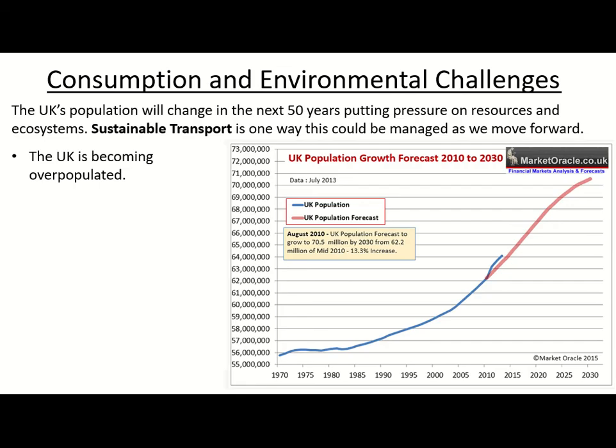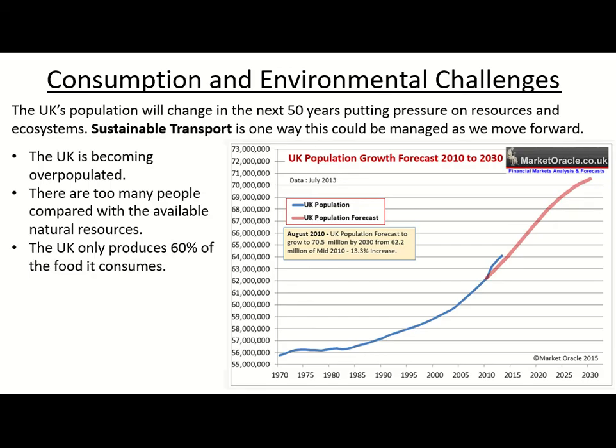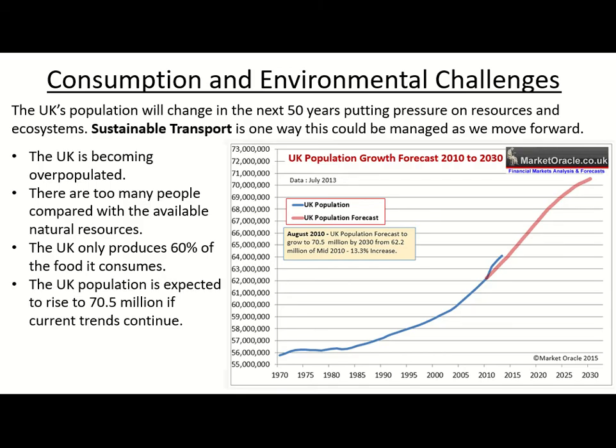So the UK is becoming overpopulated relative to the consumption of resources we've got. There are too many people compared with the available natural resources. Now we can ship stuff in, that's fine, but that's not always the most reliable thing to do. We only actually produce 60% of the food that we eat in this country. So it's 40% of the food that you and I eat, and people of the population of the UK eat, comes from abroad. And as the UK's population is expected to rise to about 70.5 million with current trends, it's going to put extra pressure on those food resources, water resources that I've already outlined to you.